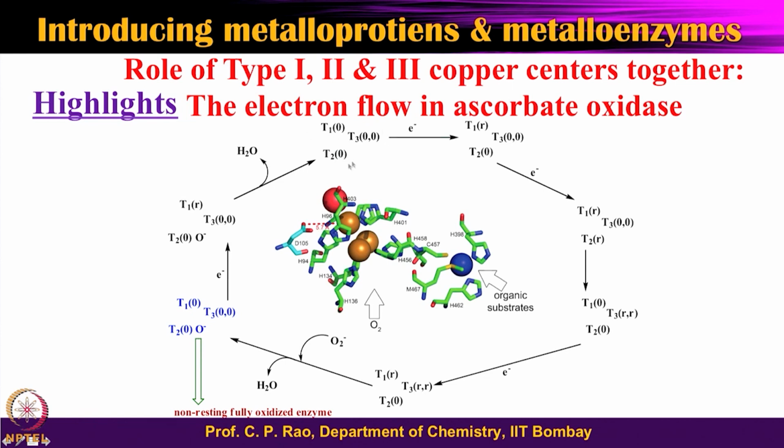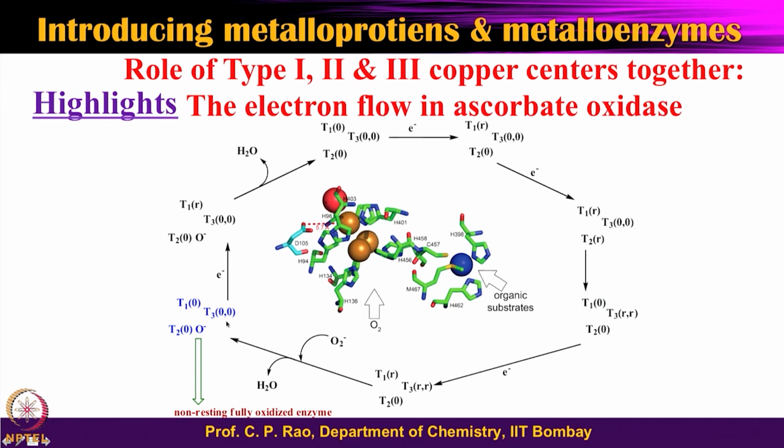So, all the 4 coppers are in copper 2 and the first electron will enter into the type 1 and the second electron will enter into the type 2, and these 2 electrons are added to the type 3. One more electron will activate the species into the O2 minus kind of species, that will be thrown out because the electron is already added to that, at the cost of the water.